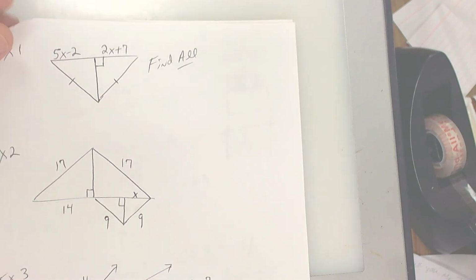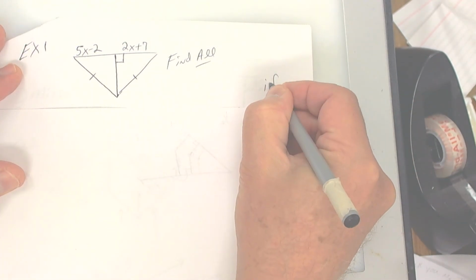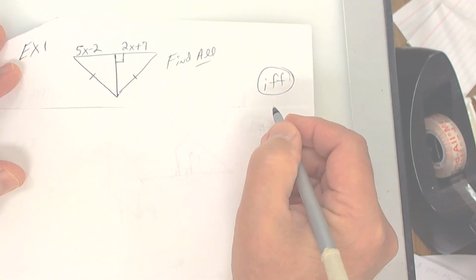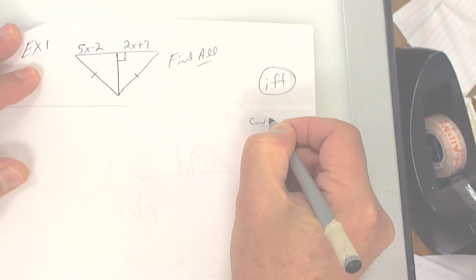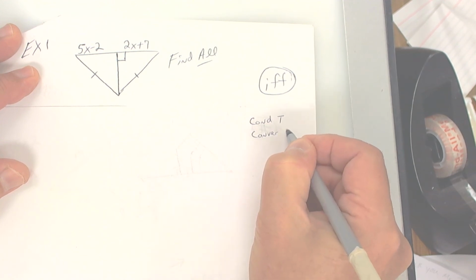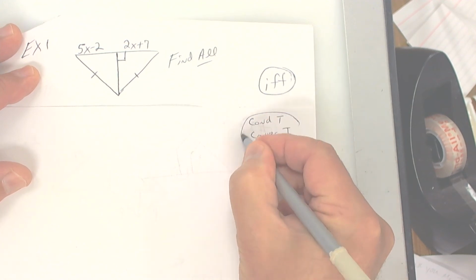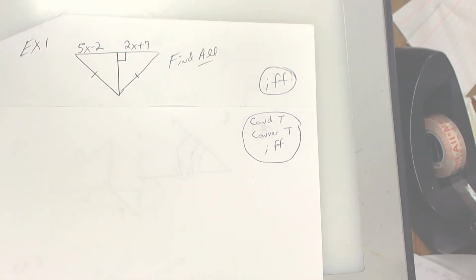Do you remember what a biconditional is? It uses if and only if, IFF. So if this conditional is true and the converse is true, then you can write something called a biconditional. Memorize that, okay? All right, now look up here.